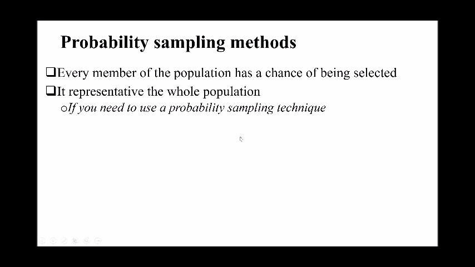So probability sampling means every member of the population has the chance of being selected. Every subject has the same chance of being selected. And second, the result of the sampling can represent the whole population.